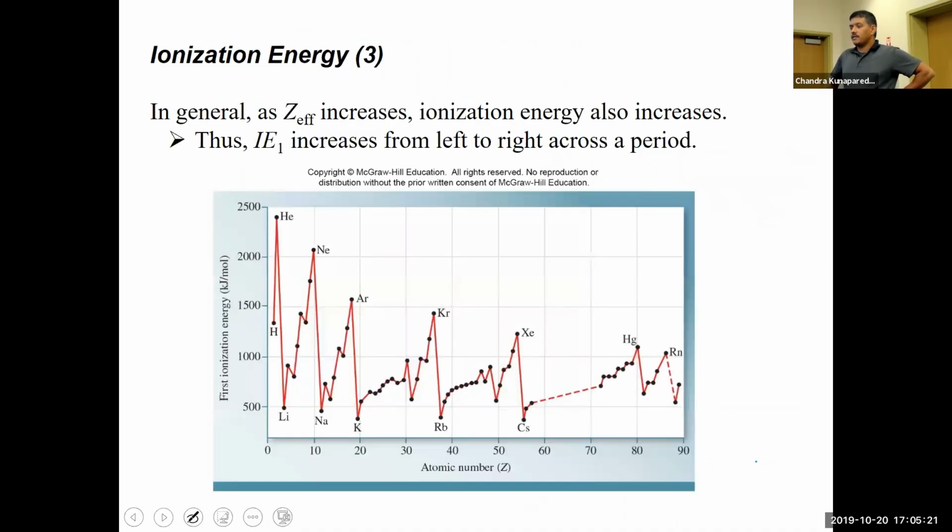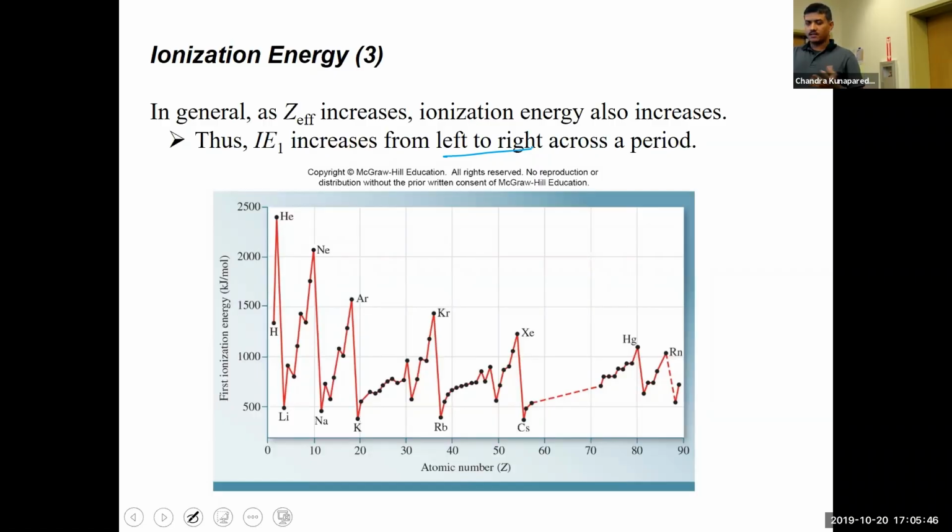Okay, this chart is basically showing that trends exist in the periodic table that you can see. What this chart is trying to show is that, in general, as the effective charge increases, ionization energy also increases from left to right. That's what we have been saying. So how do you read it?